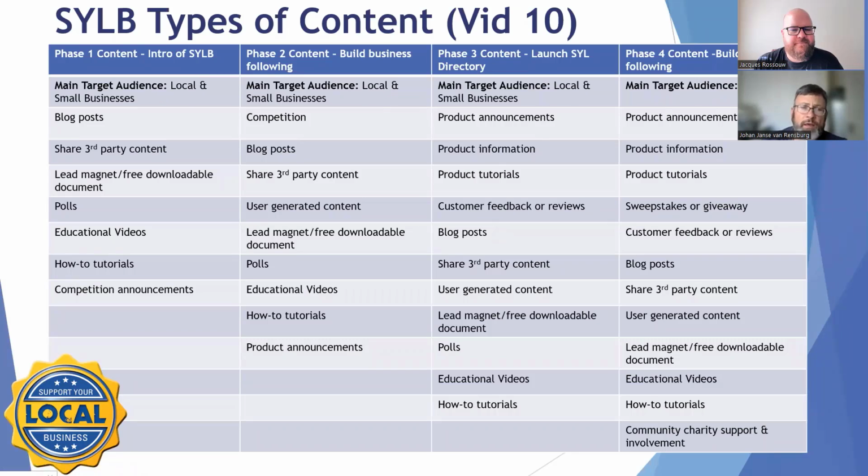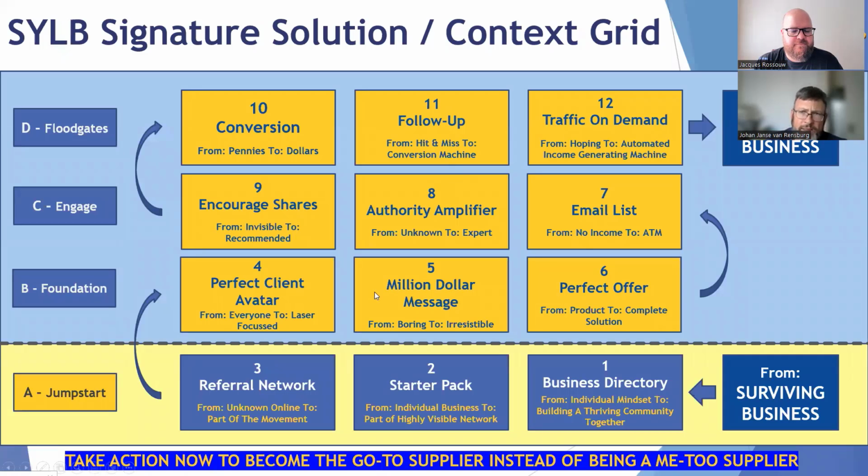Okay, so once again, just to recap, here's the context grid with the 12 main topics, or main categories, you want to call it.